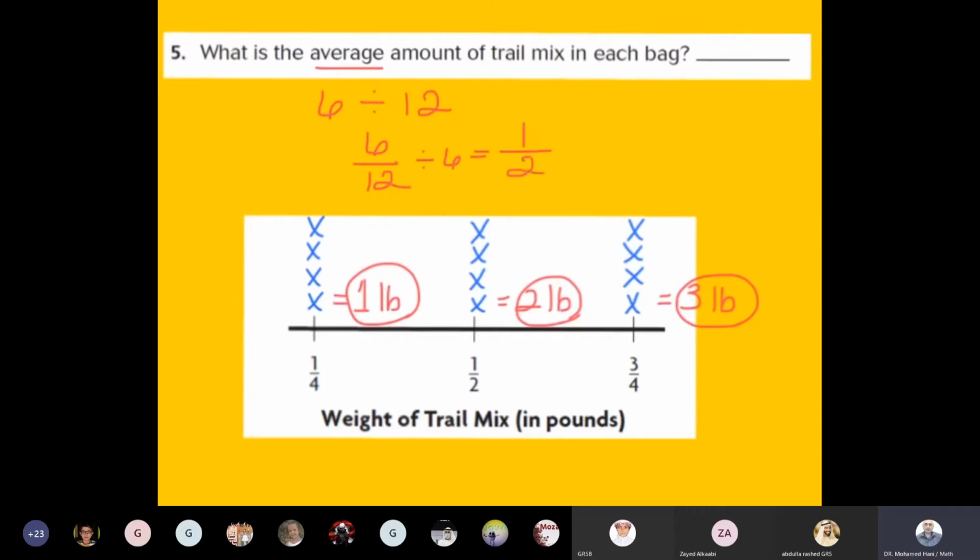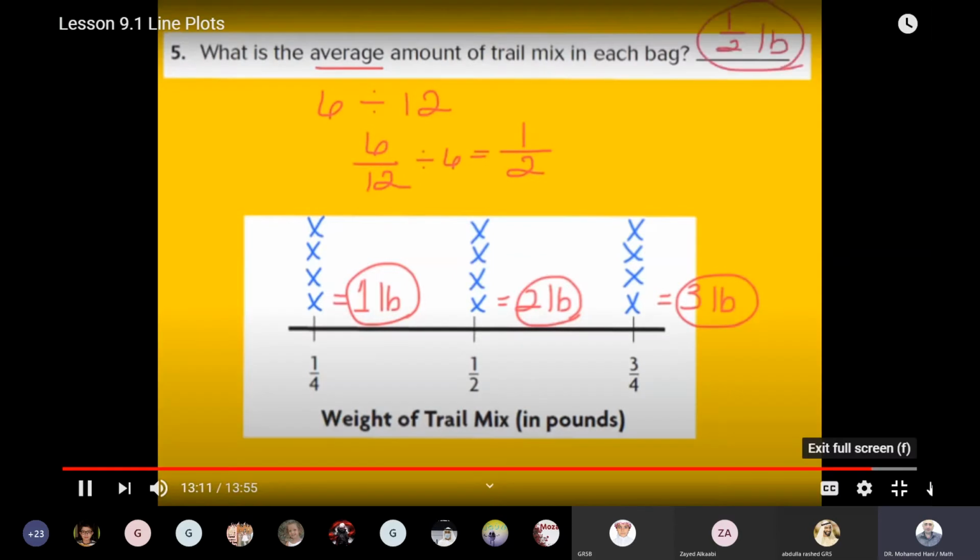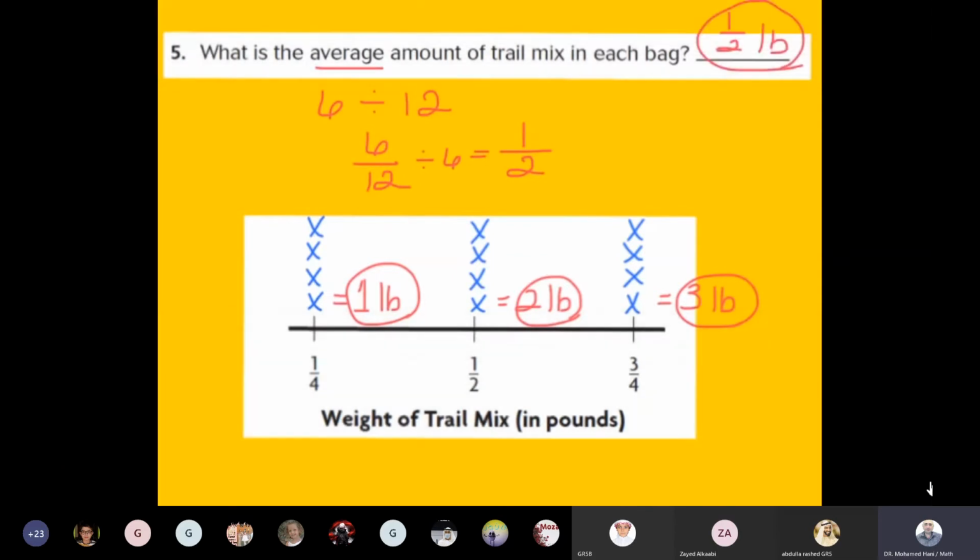So now what I know is the average amount of trail mix in each bag is 1/2 pound. So I'm going to go ahead and write down my 1/2 pound. And we now have the answer to our question. We know the average or the middle or mean of our data set.